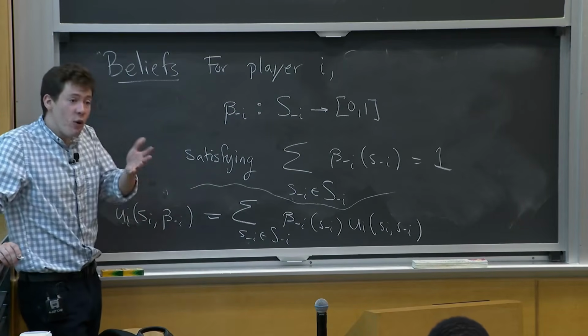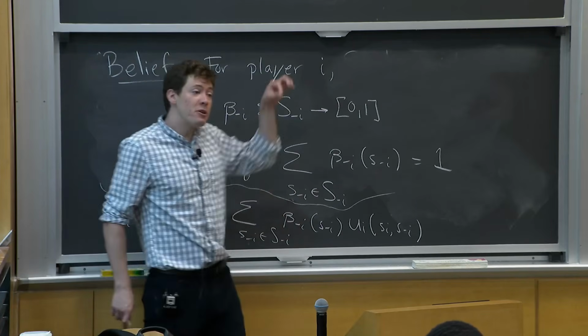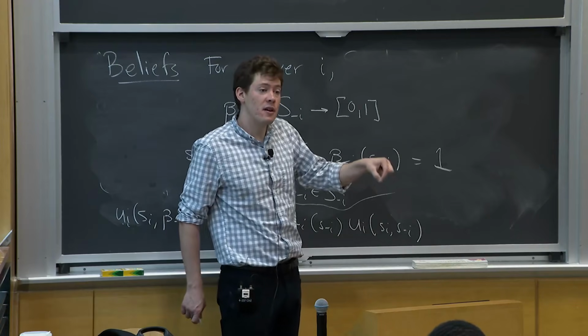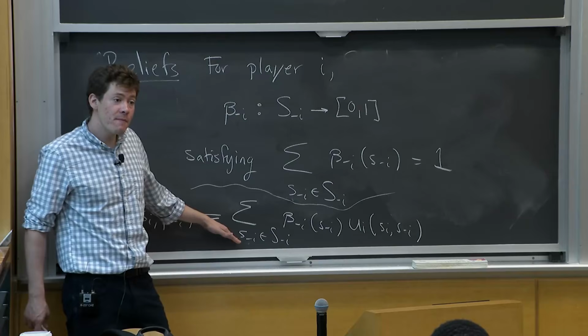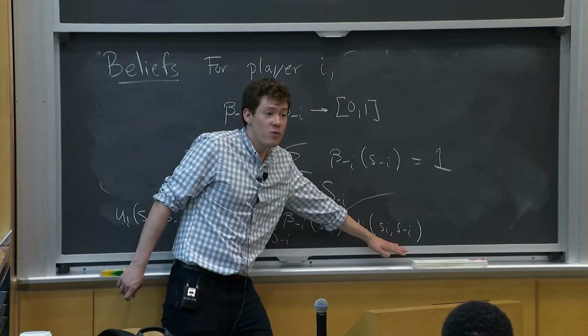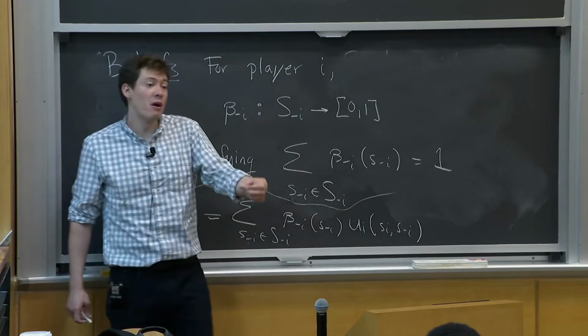Now we can also see here what we mentioned earlier. What if beta negative I is the special belief that puts probability 1 on a particular strategy of my opponent's? If that happens, then all of these terms become 0 except one of them, and I simply get the same utility function that I started with, where S negative I is exactly the strategy that my belief puts probability 1 on.